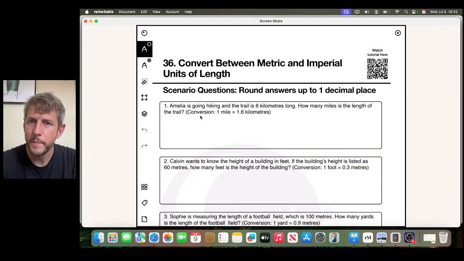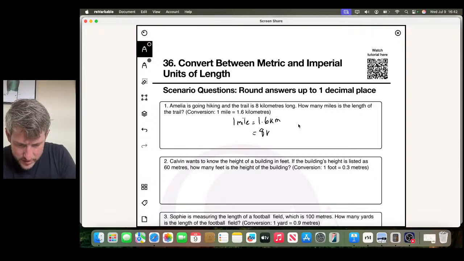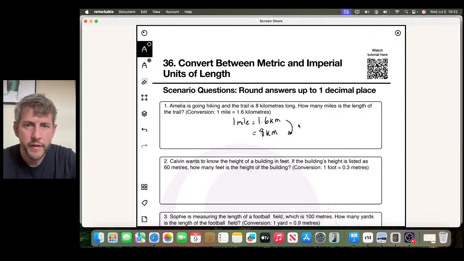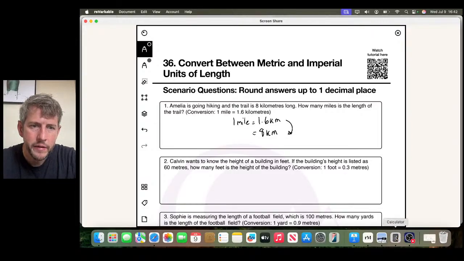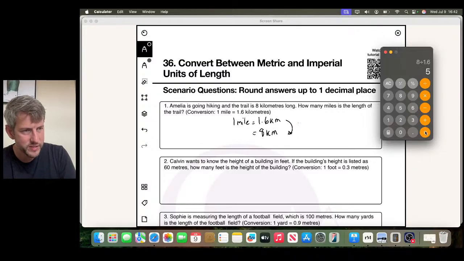So first one, it says, Amelia is going hiking and the trail is 8 kilometers long. How many miles is the length of the trail? Okay, so 1 mile equals 1.6 kilometers. We want to get to 8 kilometers. So what are we timesing this by? We need to get out the calculator and we can do 8 divided by 1.6. 5, so that tells us that 1.6 times 5 equals 8. So we times this by 5 as well. So this will be 5 miles.